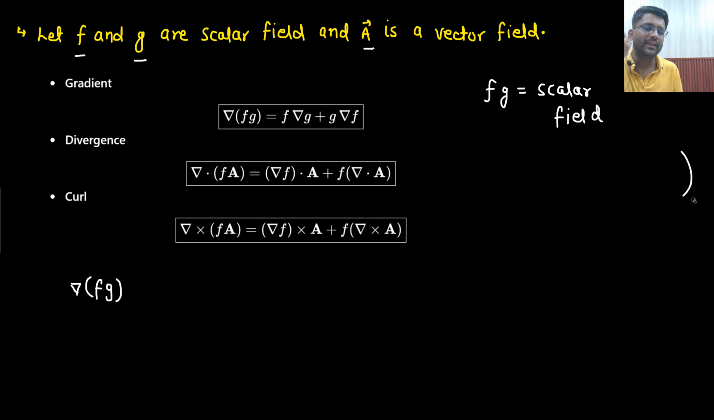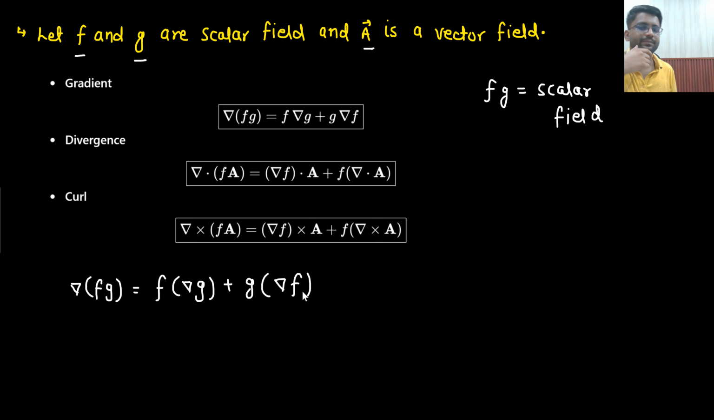So you are calculating the gradient of a scalar field. What will be the answer? Sir, first as it is times the gradient of second, plus second as it is times the gradient of first. Gradient of any scalar field, what will be the result? Sir, it should be a vector only.